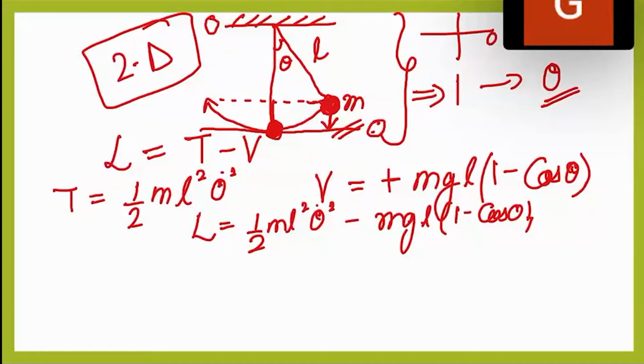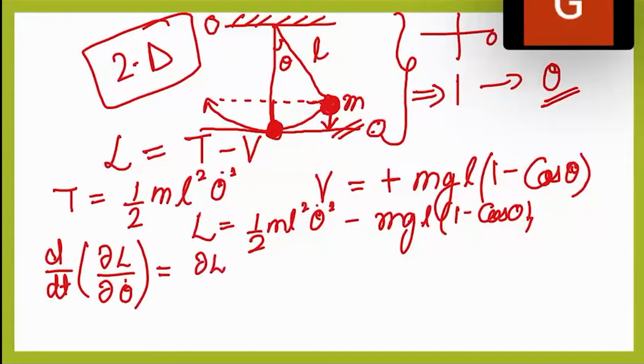So using the Euler-Lagrange equation, that is d by dt of del L by del theta dot, where the generalized coordinate I'm taking here is theta. This is how the Euler-Lagrange equation for this system looks: it equals del L by del theta. Now finding del L by del theta dot, it will be m L square theta double dot. I've taken the left hand side as this, equal to del L by del theta.